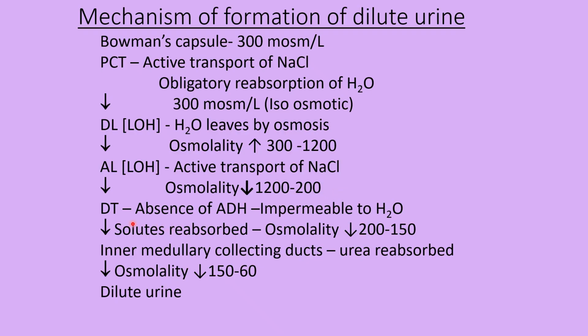In the distal convoluted tubule, in the absence of ADH, the collecting duct is impermeable to water, and solutes are reabsorbed. Osmolarity further decreases from 200 milliosmol to 150 milliosmol. In the inner medullary collecting duct, urea is reabsorbed and osmolarity further decreases from 150 to 60. It forms the dilute urine.